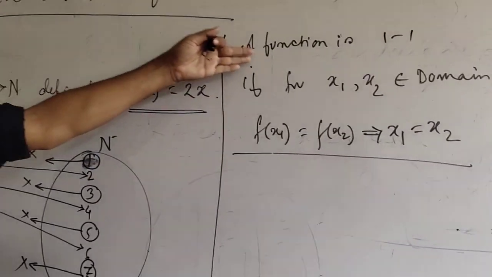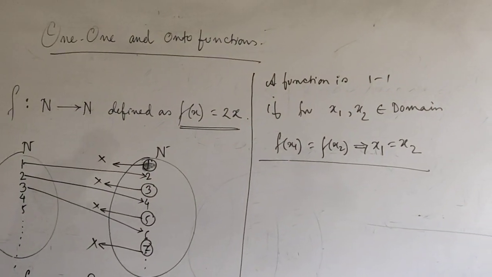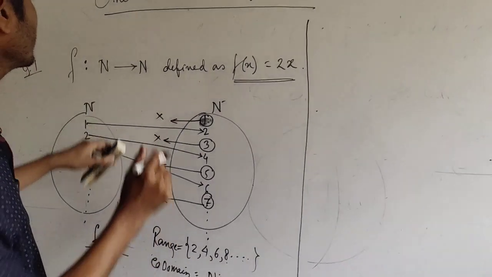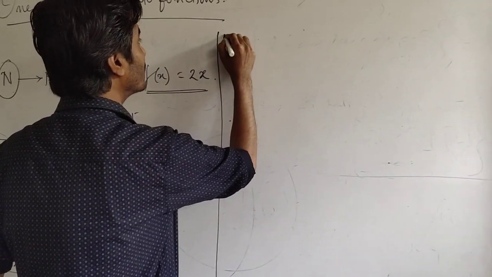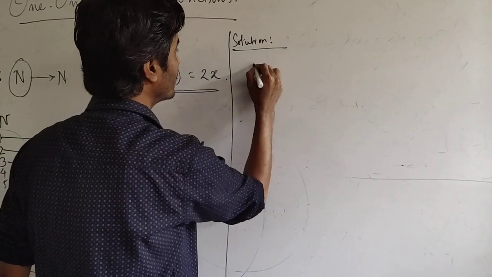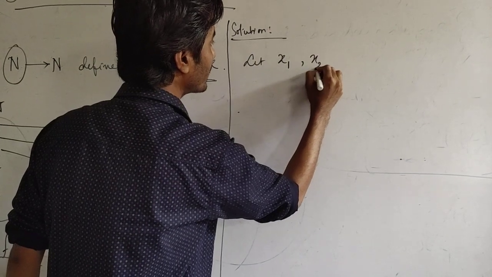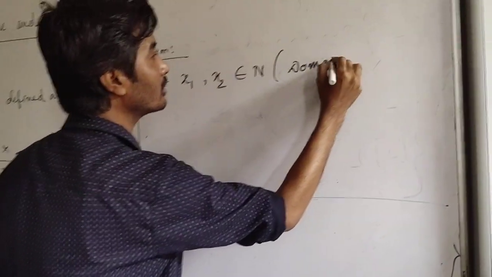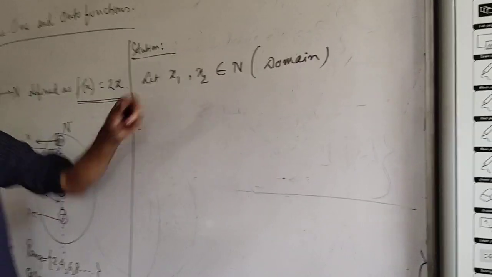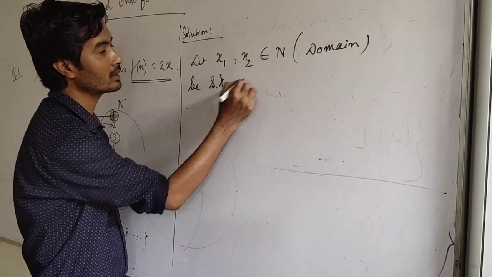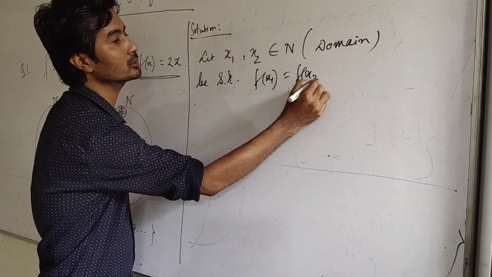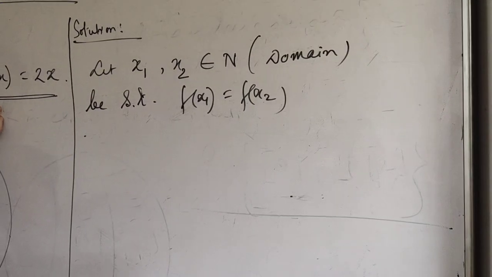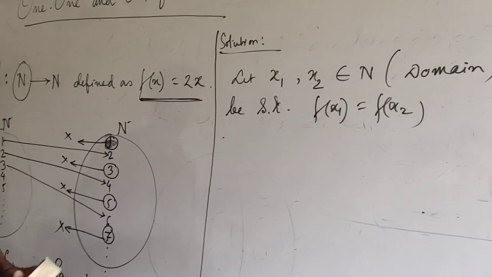Now here, following this definition of a one-one function, for this given function also, what will we do? We will take two elements x1 and x2 from the domain N. Here you see the domain is N. Solution. Let x1, x2 belong to N. Here note that this N is our domain. Let x1, x2 belong to N be such that f(x1) is equal to f(x2). We have assumed that these two elements from the domain have the same image. Now using this definition, which is f(x) equal to 2x, I will try to prove that x1 equal to x2.